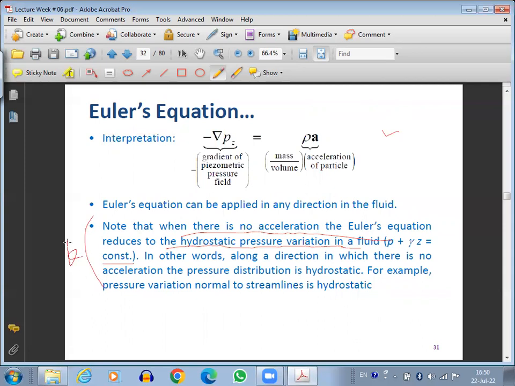This paragraph is important from the short questions point of view. Conceptual question: what is the relationship between Euler's equation and the hydrostatic pressure variation in a fluid? This paragraph answers this question. So if I ask in the exam to relate Euler's equation with the hydrostatic equation of pressure variation, your answer will come from this paragraph.